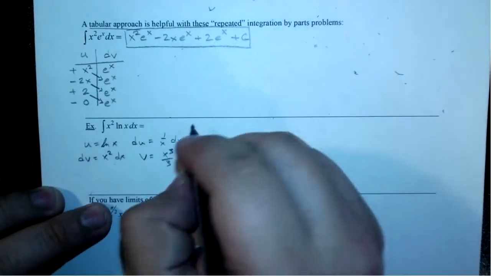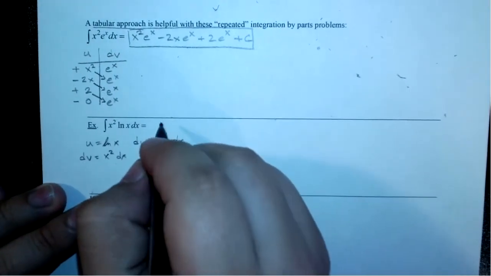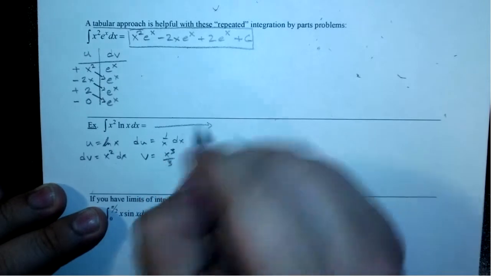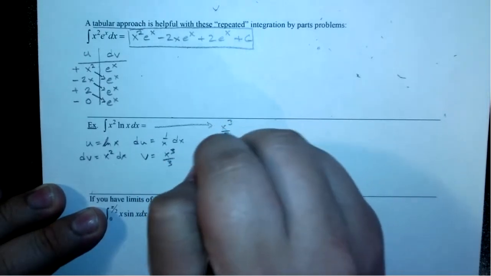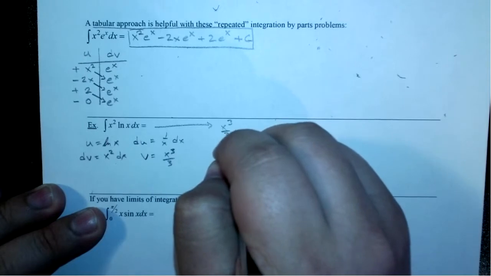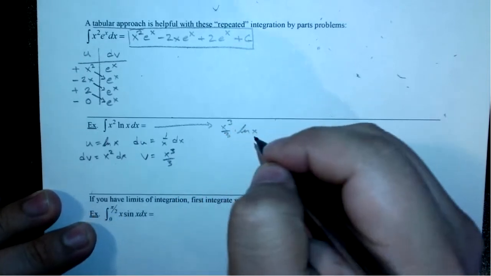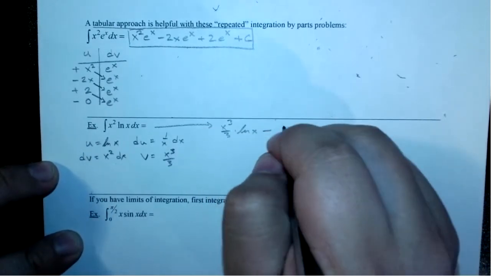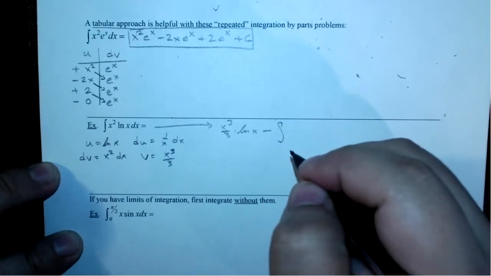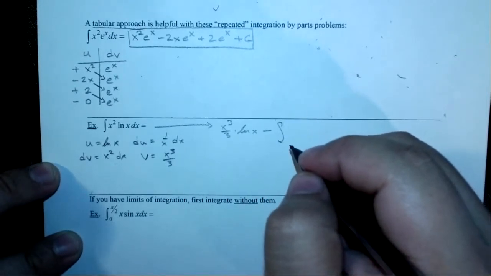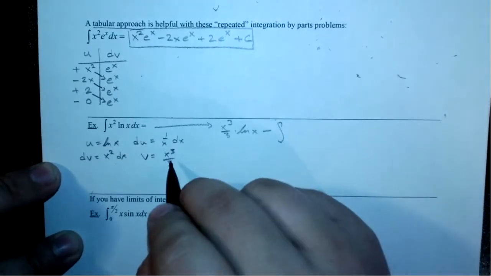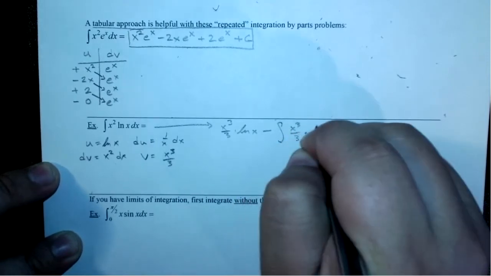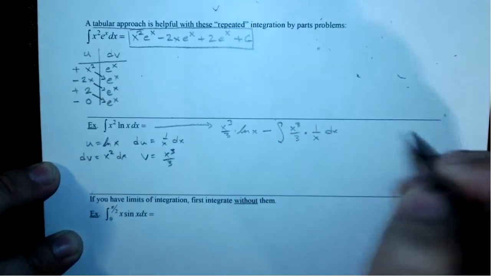So now we plug everything into our formula. Our formula was u times v, so x cubed over 3 times natural log of x. U times v, v times u, doesn't matter. Minus the integral of v du. So in this case, it would be x cubed over 3 times 1 over x dx.